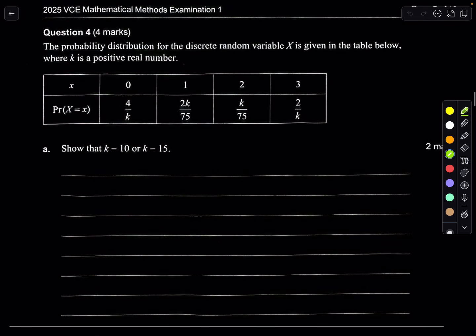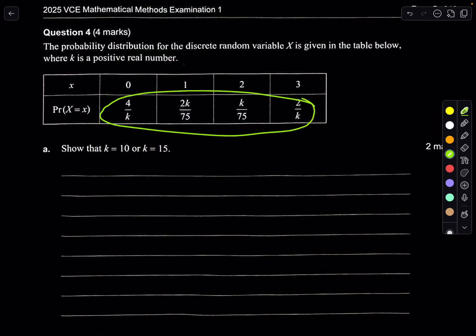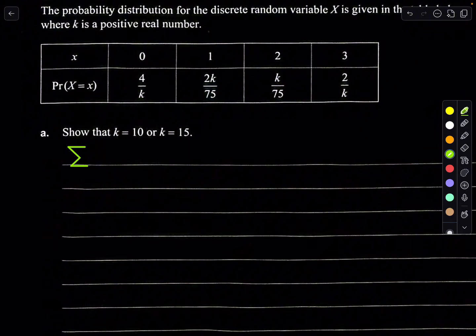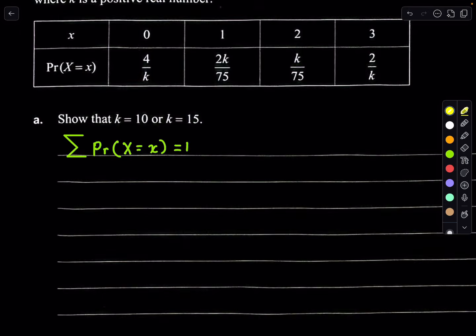All we have to do, well, we know when we add all of these probabilities over here, they must be equal to 1. So to show this, we're going to say that the sum of all of those probabilities must be equal to 1. So this is what we want to show. And so let's do that. Let's add all of these up and equate them to 1.